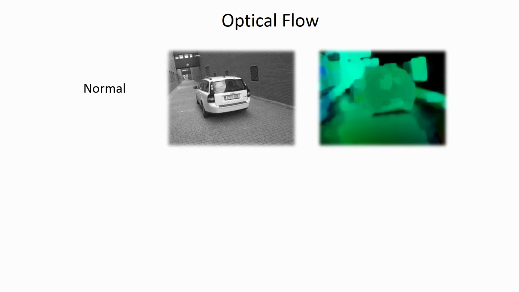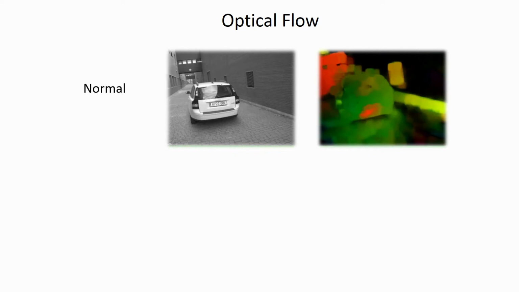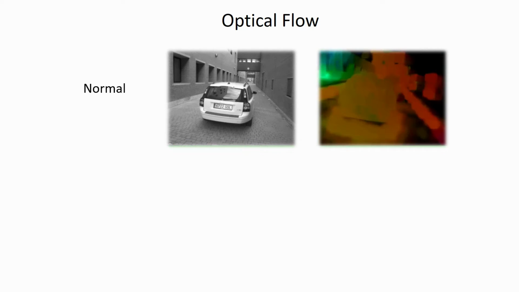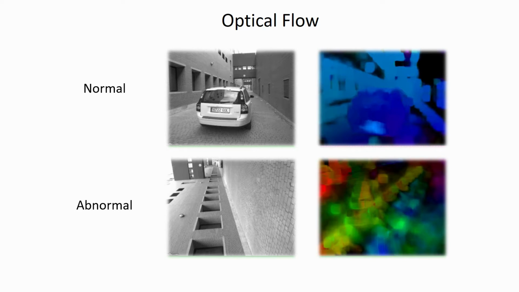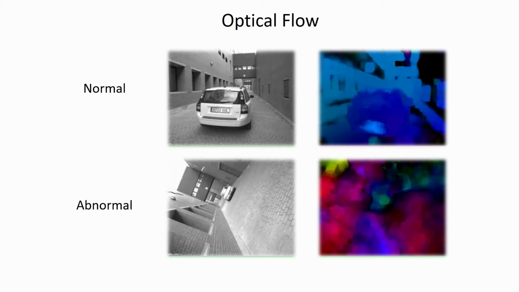First, we demonstrate the optical flow for a normal condition. If we look closely, we see that there is a clear structure in the flow of normal images. Next, for the abnormal situation, we see the flow vectors are very noisy and occluded. These visualizations demonstrate the remarkable effectiveness of flow features for abnormality detection.